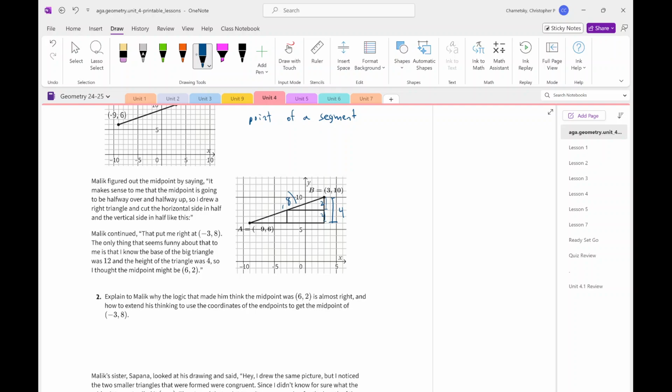On the other side of it, the x coordinate, if you look at the total distance of the big triangle he has here on the horizontal, you go 2, 4, 6, 8, 10, 12 units. Okay? And half of that would be 6. So splitting that into 6 and 6. Okay. Well, 6 units to the right from -9 would be -3. Okay.